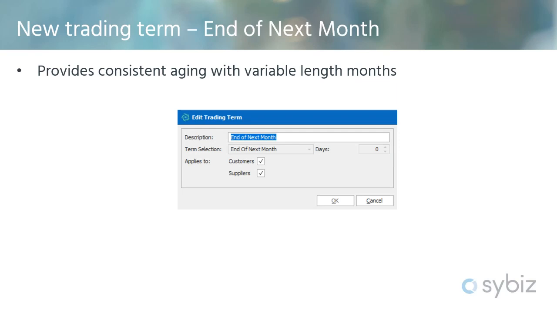There's a new trading term for end of next month, and that just gives you a consistent aging experience. If you're currently using the days of next month and the value is set beyond the 28 days of February, then you could get situations where a customer statement is going to do aging differently at the end of February compared to the end of March, for example. And so the end of next month gives the ability to do the aging consistently, irrespective of the length of the individual months.